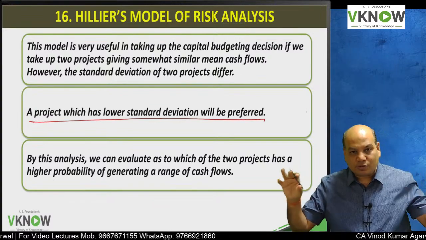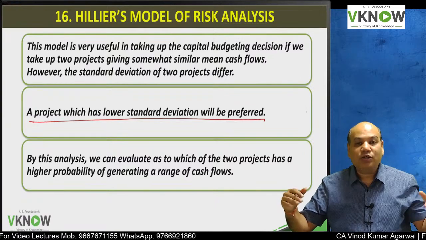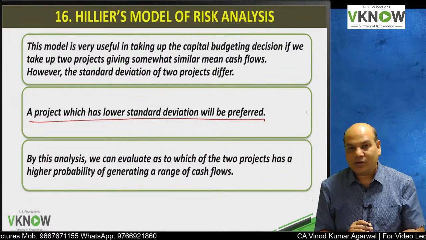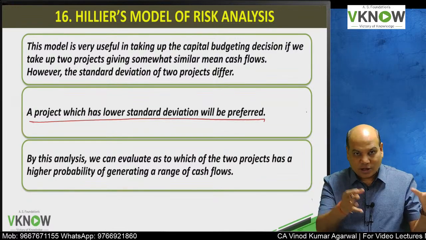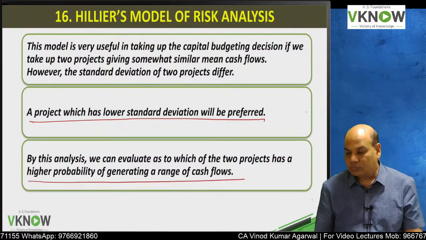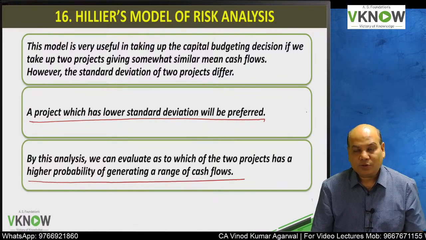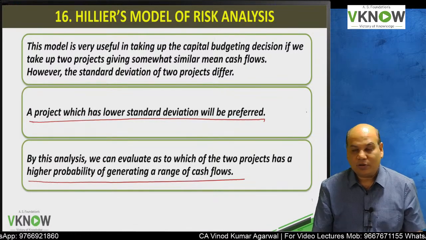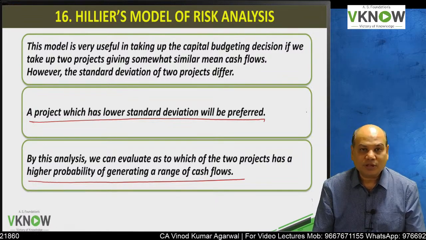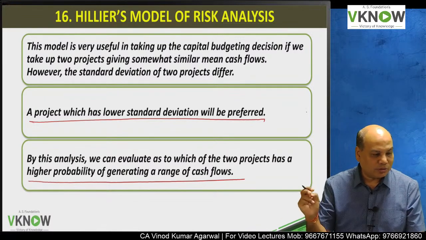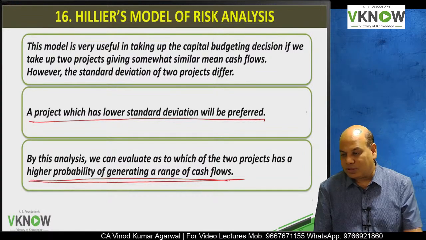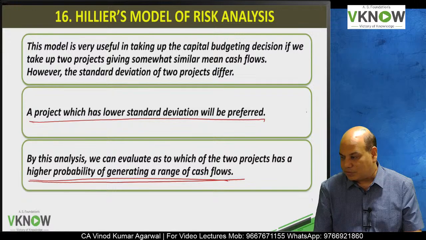So while comparing two projects X and Y, it is possible expected values are equal, but their standard deviations are different. To compute the standard deviation, I will require Hillier's model, and therefore we can find out which project is less risky and accordingly will be preferred. Using Hillier's model, we can also compute the probability of certain NPVs, that I am going to tell you in the question.